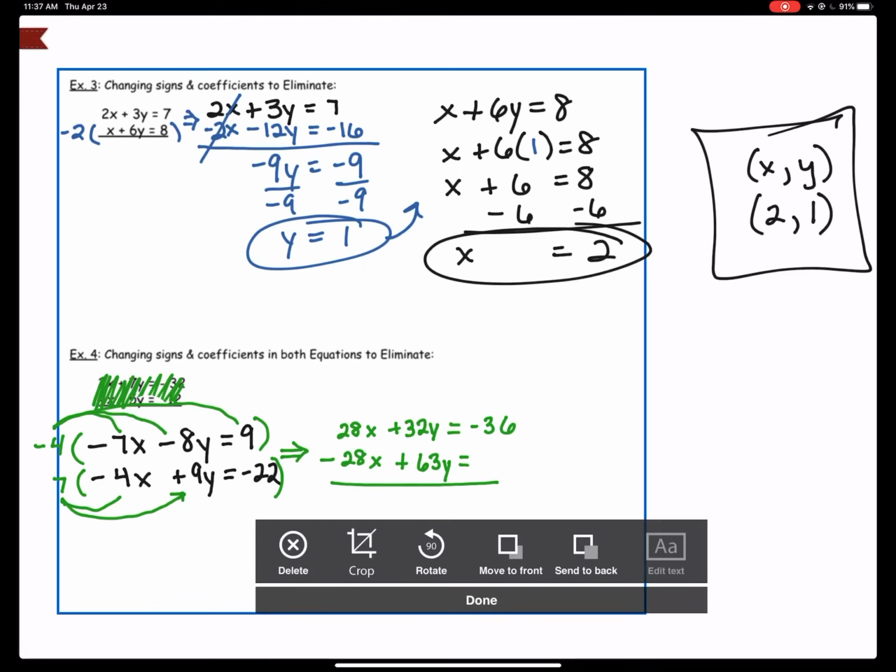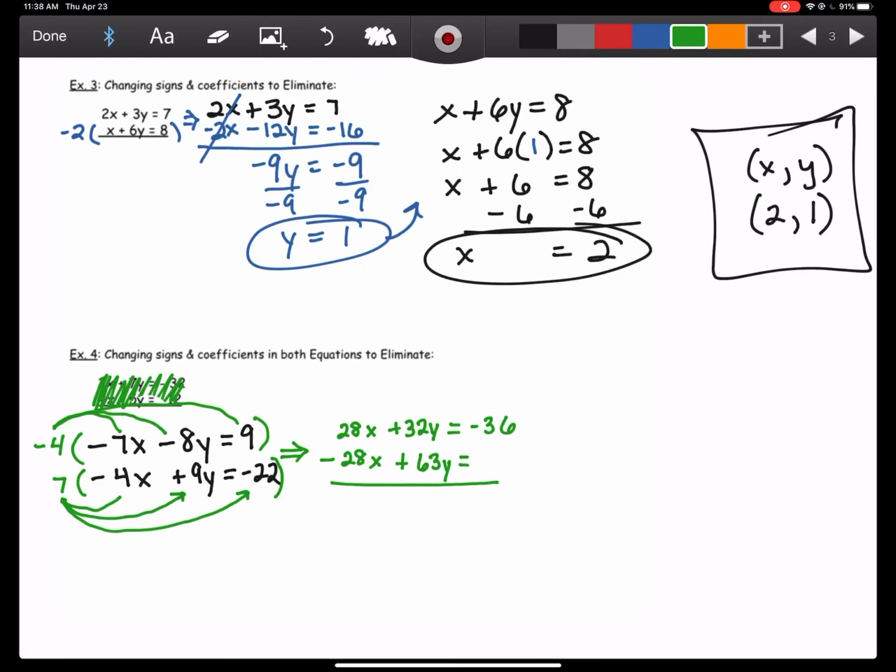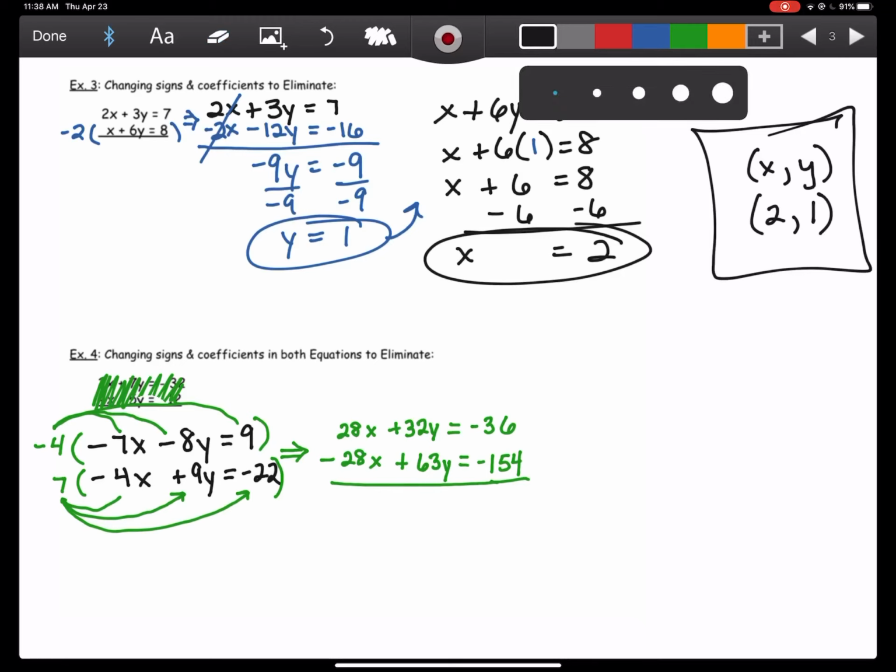One more distributing to go. 7 times negative 22. So 20 times 7 is 140. And 2 times 7 is 14. So that makes 154. And it's positive times a negative, so it's negative 154. Okay. All right, now I'm ready to total. So when I do this, my 28x's and my negative 28x, they're going to eliminate. 32y and positive 63y will make 95y.